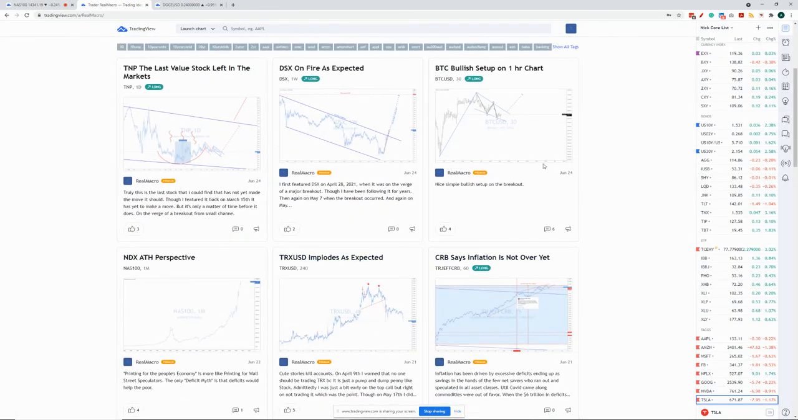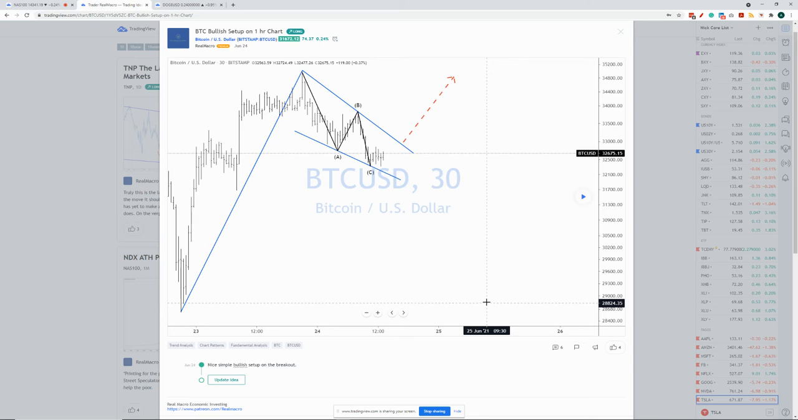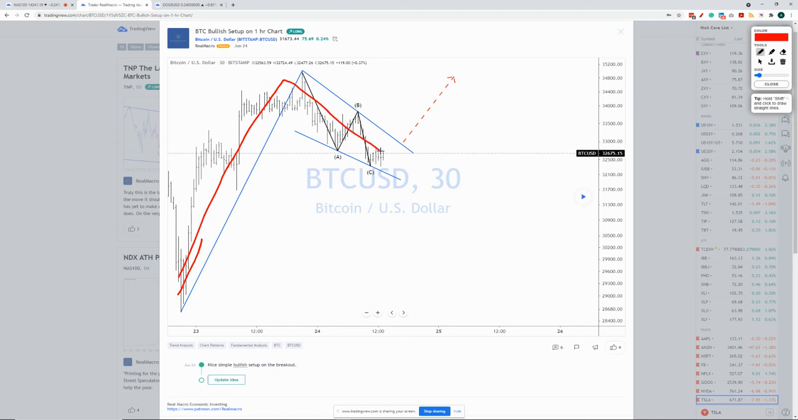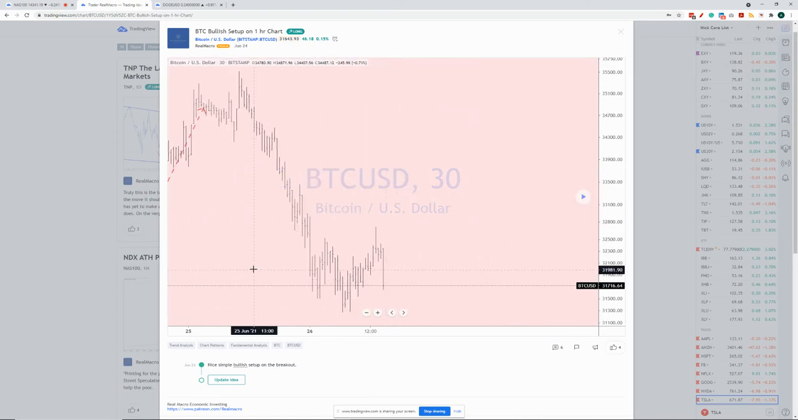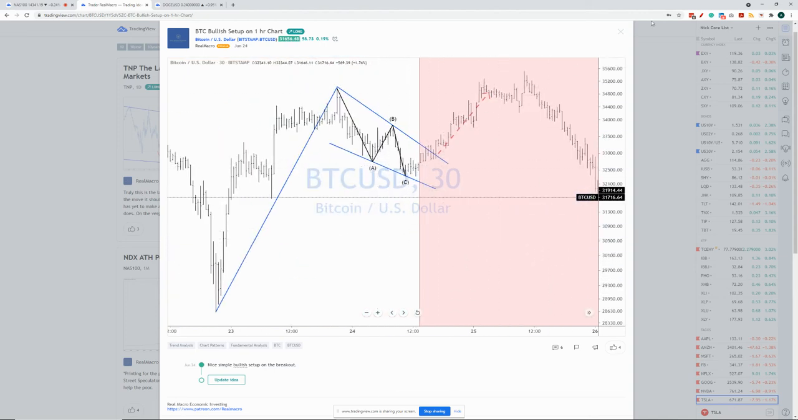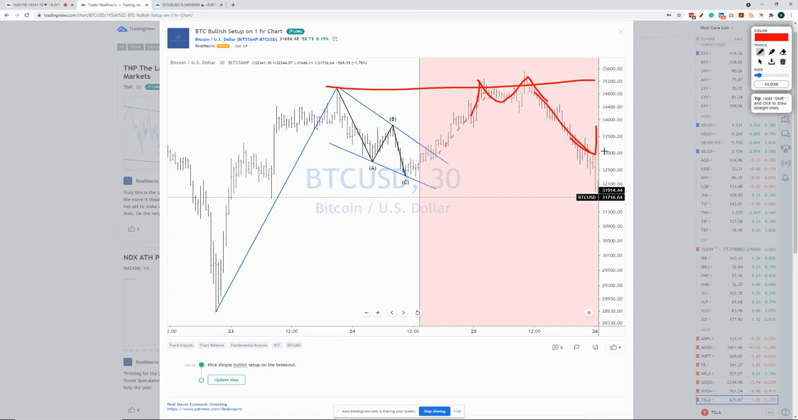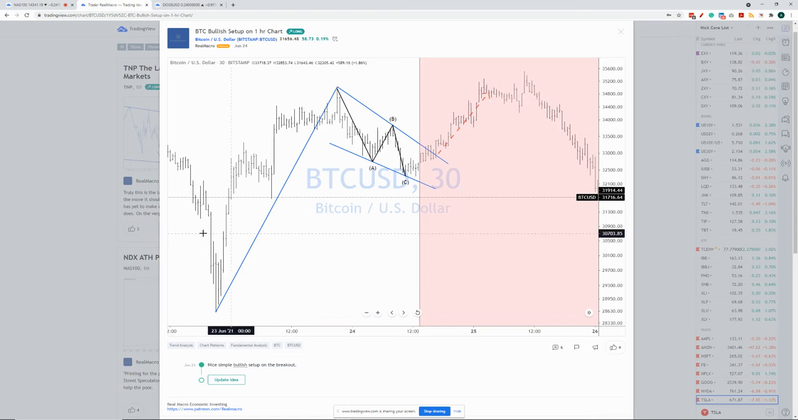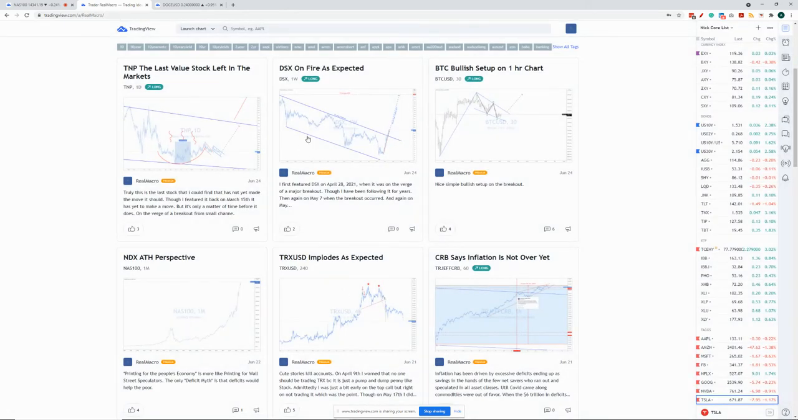What else? Let's talk about crypto. Nice little setup. This is textbook. This is the kind of stuff that you want. Thrust up, down, wave two, wave three comes in, the breakout, and voila. Here it is. It comes to the previous high, has some difficulty, forms an M pattern, and then falls. Textbook, right? So that was a nice little call there.